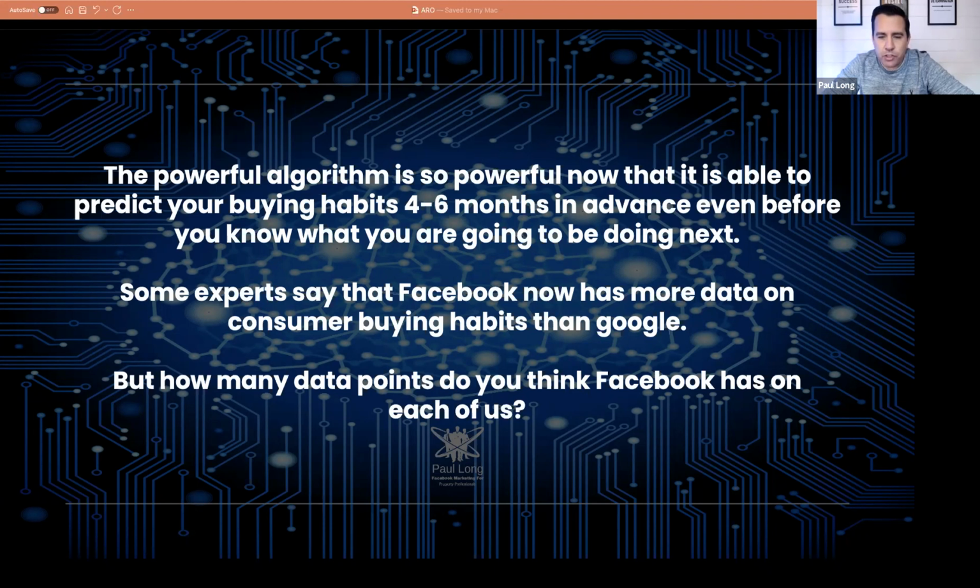But how many data points do you think Facebook has on each and every one of us? Just have a think, have a guess, put a number in the Q&A or the chat. Let me know what you think. Just let me see if anyone can get close to the numbers. You'll be quite surprised. A few people are guessing there, 10,000, 2, I think a few more than 2,300. Let's show you and let's see if anyone's close.